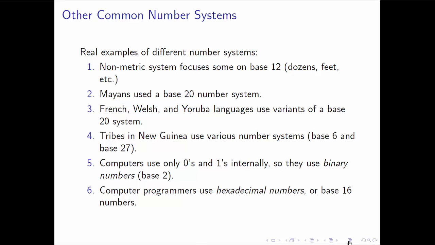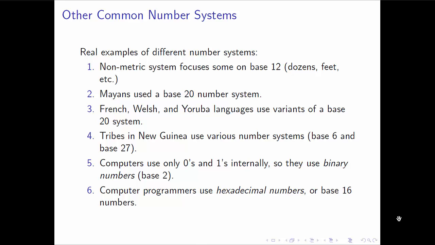If anyone's ever learned French, or if anyone is familiar with Welsh or the Yoruba language, then you'll know that these languages use somewhat variants of a base 20 system. In French, you count up to 79 by itself, and then 80 becomes 4 copies of 20. So in some sense, 80 doesn't get its own number. We view this 4 groupings of 20 as more important than giving its own number to 80. But other periods throughout history have had different number systems. There are a handful of tribes in New Guinea that use number systems with base 6 or base 27.